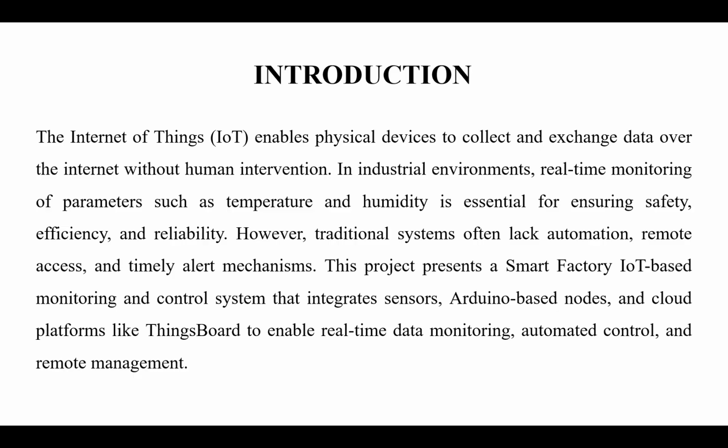Introduction: The Internet of Things enables physical devices to collect and exchange data over the internet without human intervention. In an industrial environment, real-time monitoring of parameters such as temperature and humidity is essential for ensuring safety, efficiency, and reliability. However, traditional systems often lack automation, remote access, and timely alert mechanisms. This project presents a smart factory IoT-based monitoring and control system that integrates sensors and Arduino-based nodes and a cloud platform like ThingsBoard to enable real-time data monitoring, automated control, and remote management.